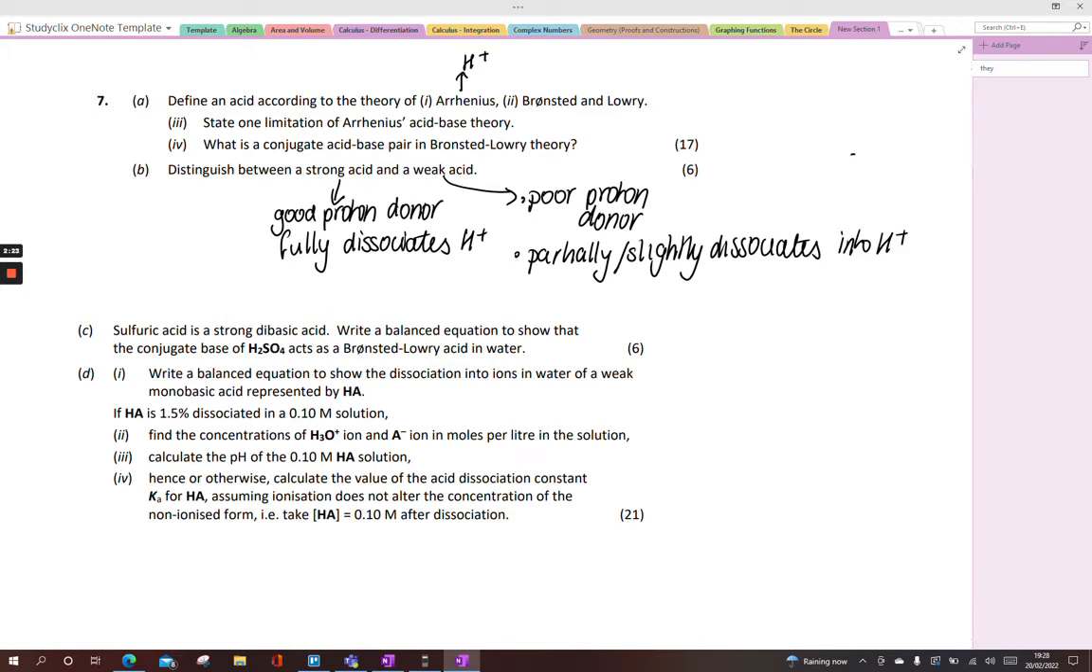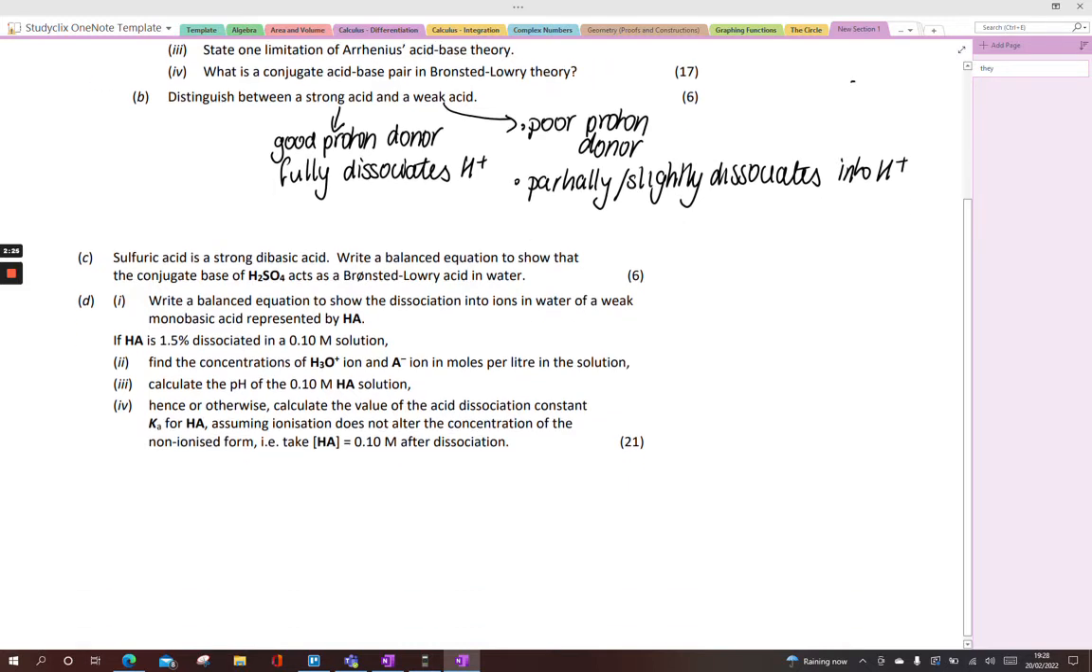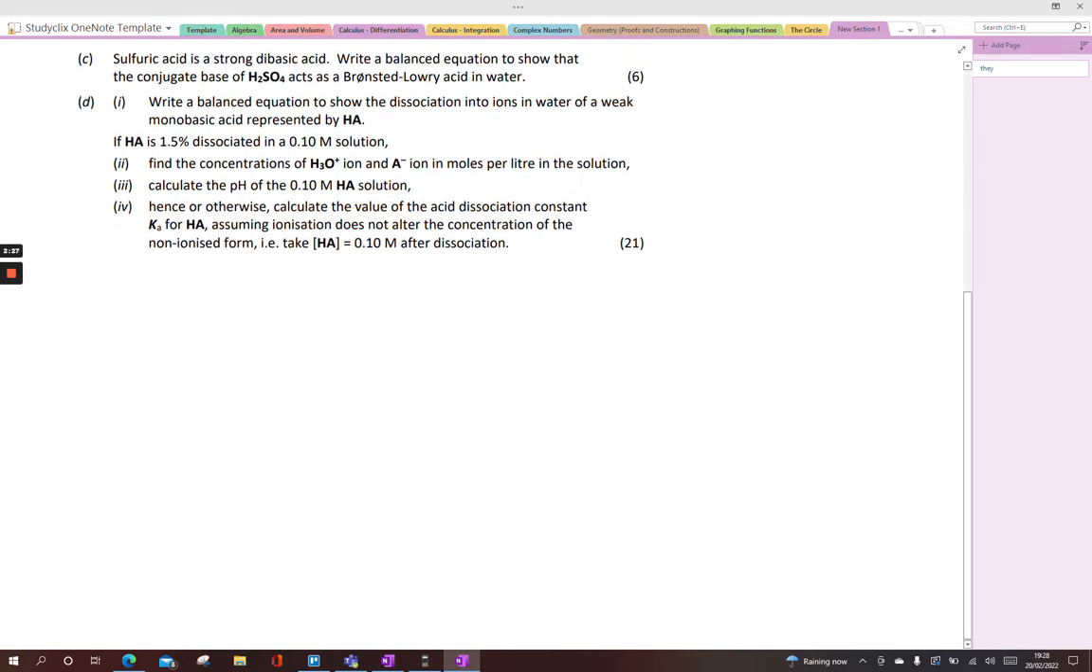Now we're into the tough ones, because the questions in acids and bases are difficult. So see there, sulfuric acid is a strong dibasic acid. Write a balanced equation to show that the conjugate base of sulfuric acid acts as a Bronsted-Lowry acid in water. Now there's two ways you can do that. The first way, you'll have to work out the conjugate base of sulfuric acid. So option 1, the way to work that out, for a conjugate acid, you add a proton.